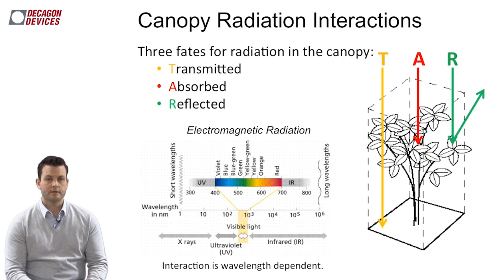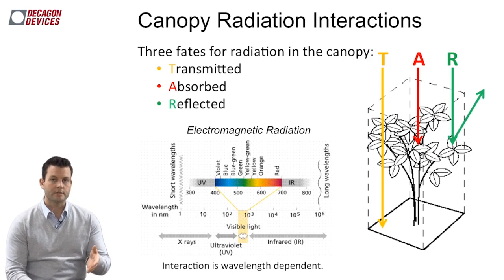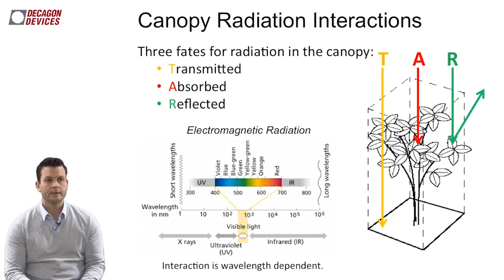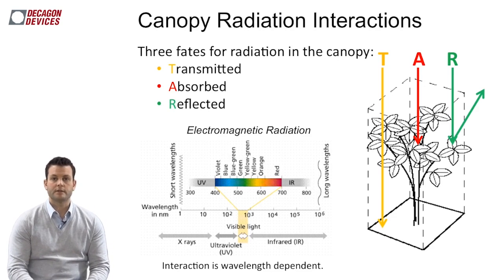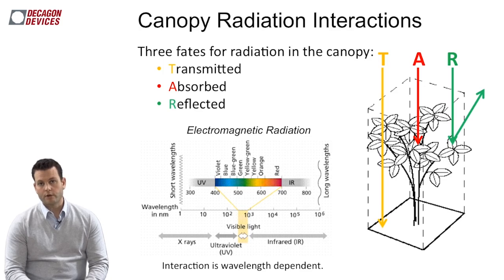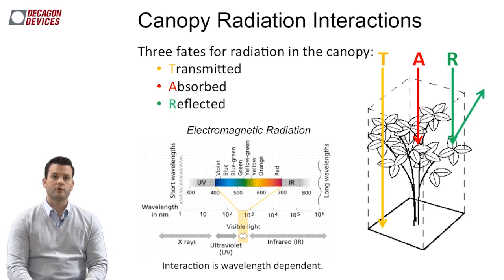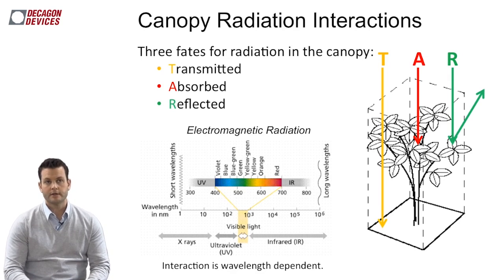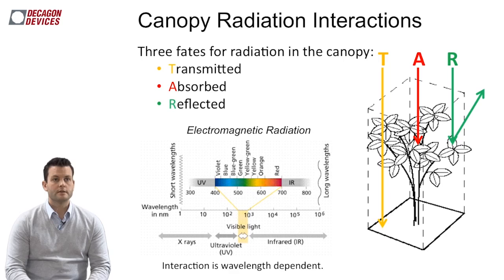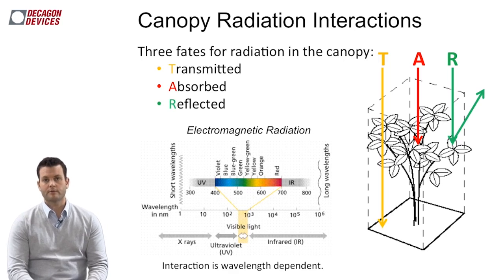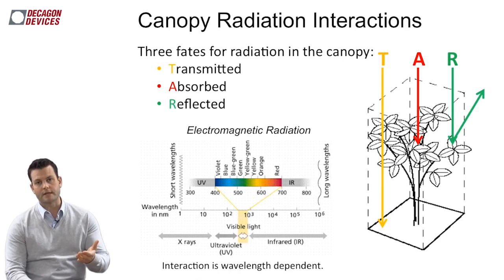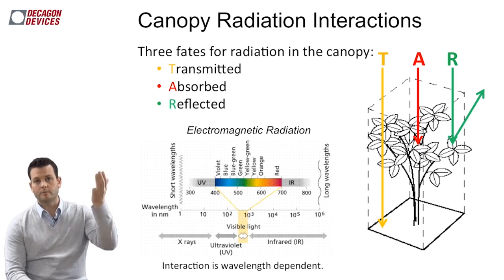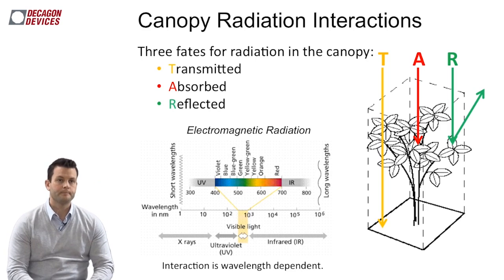They can either be transmitted, so they go all the way through the canopy and end up not being absorbed or reflected, but they strike the ground. The other fate would be that they're absorbed. Green photosynthetic material within the canopy would be taking up some of those photons and using that energy to drive photosynthesis. And the final fate would be that the photons are reflected. They strike the surface of the canopy and then are reflected back into space from where they came.